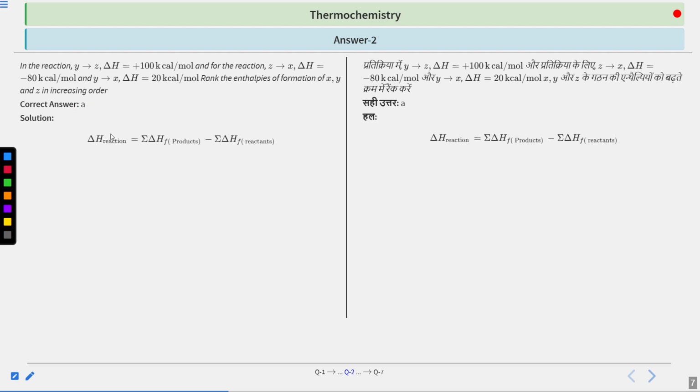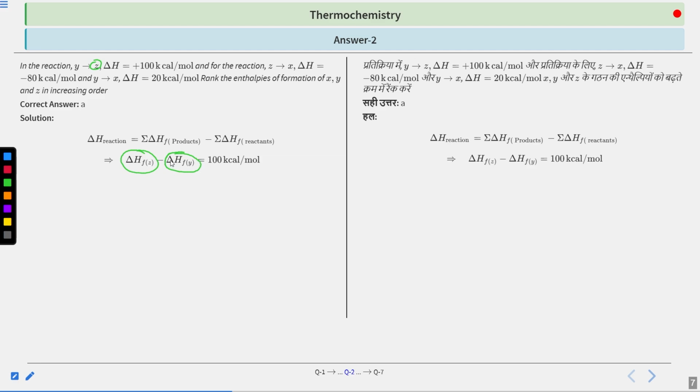Now we know that delta H of reaction is equal to the summation of enthalpy of formation of products minus the summation of enthalpy of formation of reactants. I have told you to use this formula. If I want to write it for y to z, how will I write it? Since we are moving from y to z, z is the product. So enthalpy of formation of the product, that is z, minus enthalpy of formation of y. This value is equal to 100 kilocalorie per mole.